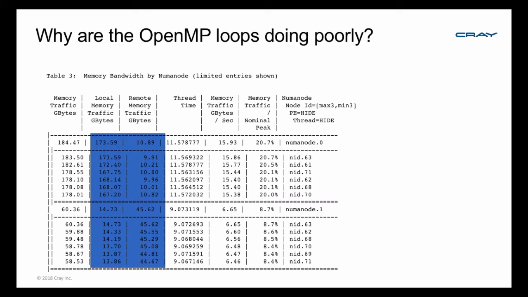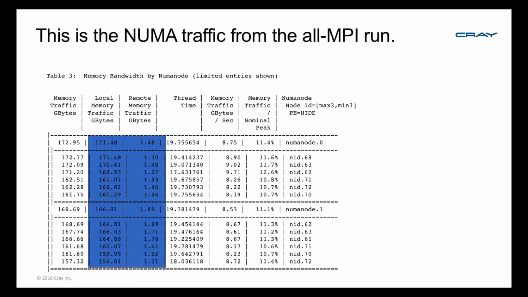Now let's look at the MPI table. MPI forces locality, and you can see this from this report. Notice that the local memory traffic is very high, whether you're on NUMA node 0 or NUMA node 1, and the remote memory traffic is very low.